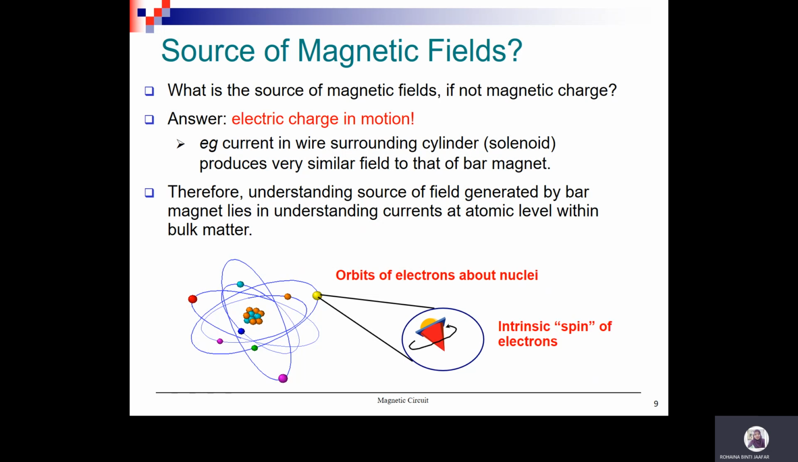The source of magnetic field. So what is the source of magnetic field? It is electric charge in motion. For example, you have one rod, a conductor rod. And then, to get a similar field to the bar magnet, you have to supply current.